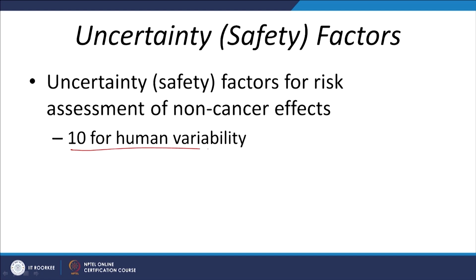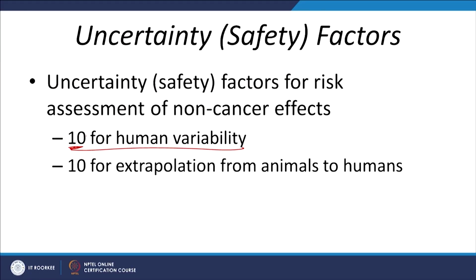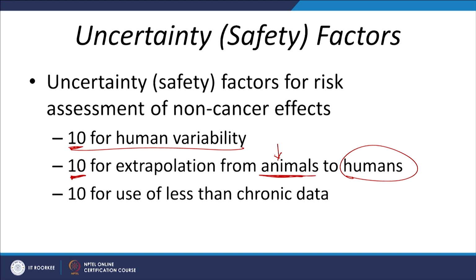So 10 for human variability. My response to being exposed to a particular carcinogen or toxic compound would be different to what your response would be. Different people, let's say pregnant women, the elderly, and so on, there will be variation from human to human. So for that aspect we consider 10 to be one uncertainty factor. And certainly another 10, because we are trying to estimate the effects on humans based on animal studies.